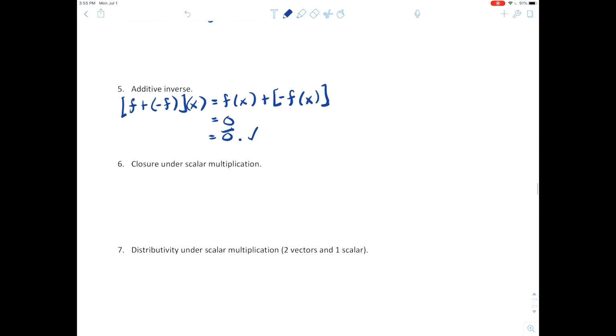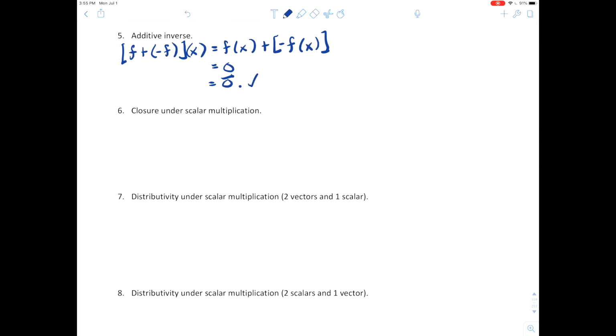Now we get to the multiplication properties. Closure under scalar multiplication. So if you have a scalar times f of x, what is this equal to? Beautiful. That's equal to c times f evaluated at x, which belongs to the set of continuous numbers on the real line.